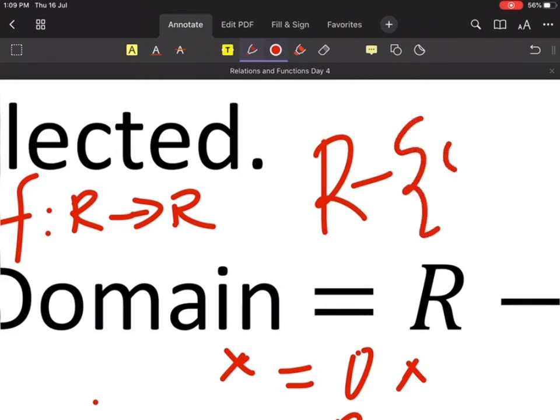So the domain will be real numbers minus 5. Did you guys understand? All the real numbers except 5, because for 5 the function becomes undefined. So for R minus 5, the function becomes defined. Do you guys understand? Am I clear?